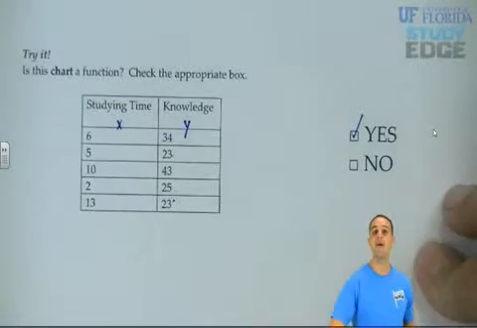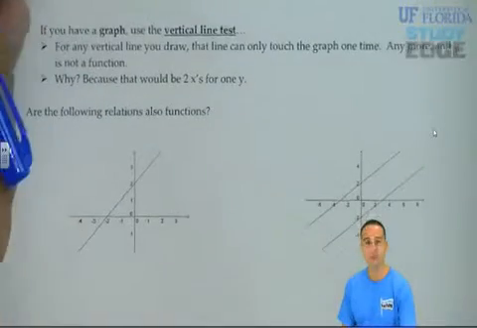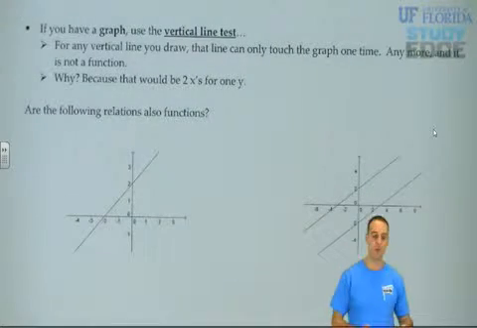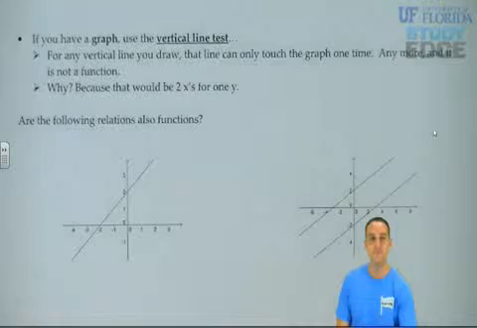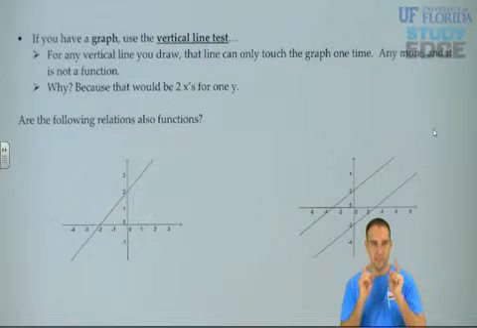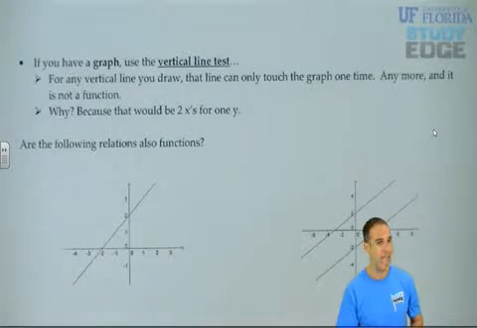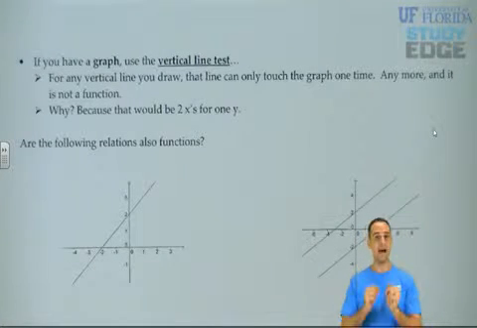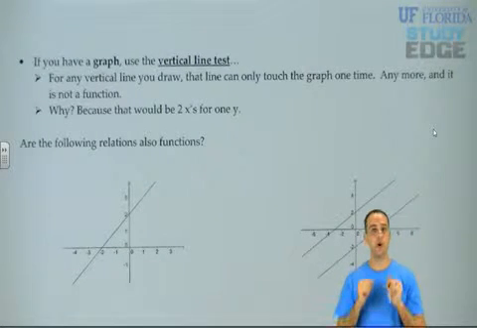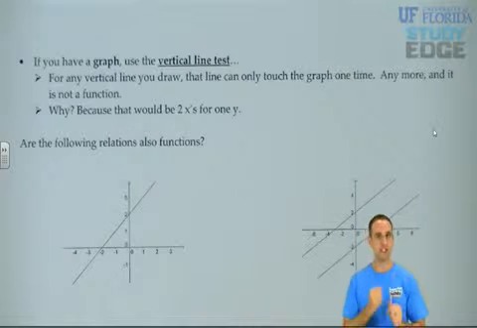Then we have a graph. And with a graph, we're going to use something called the vertical line test. For any vertical line that you draw, that line can only touch the graph one time. Any more, and it's not a function. Because that would be 2 x's for 1 y. And we'll see that in just a minute.